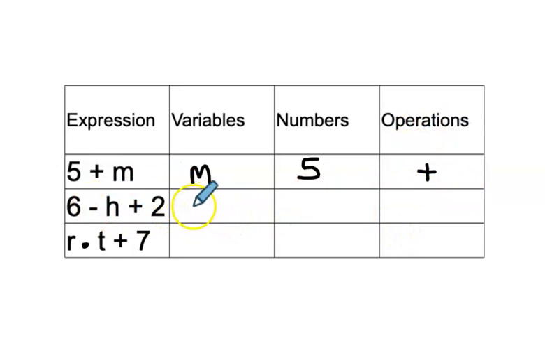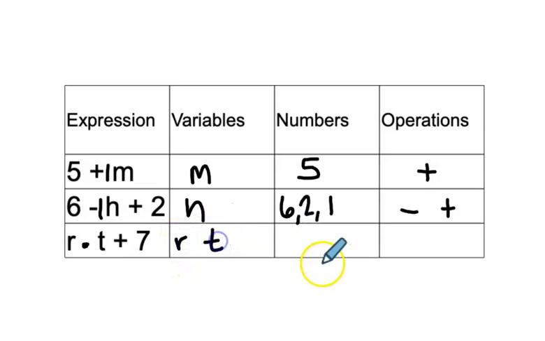The variable here is h. Numbers, I have 6, 2, and 1. Don't forget we have a 1 there. The operation, I have subtraction and addition. My variables here, now I have two variables, an r and a t. My numbers, I have 7, technically a 1. I guess if I'm adding 1, I'll add it to the first one too. My operations, I have multiplication and addition.